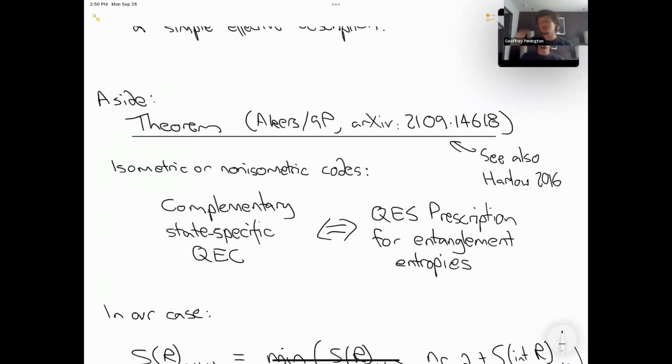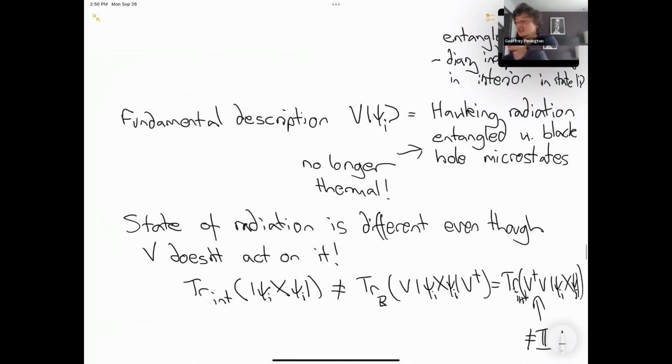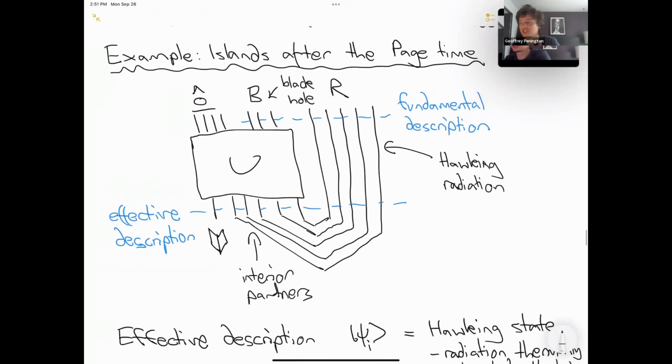Okay, so one thing I haven't really talked about is where the QES prescription comes in here. What was happening with the QES prescription? Well, we're doing a computation in the effective description that eventually gives us an answer that is not computing the entropy in the effective description. It's computing an extremization over area plus entropy. And then we get an answer that's magically the entropy in the fundamental description. Okay, so this is a confusing thing, how it's able to do this.